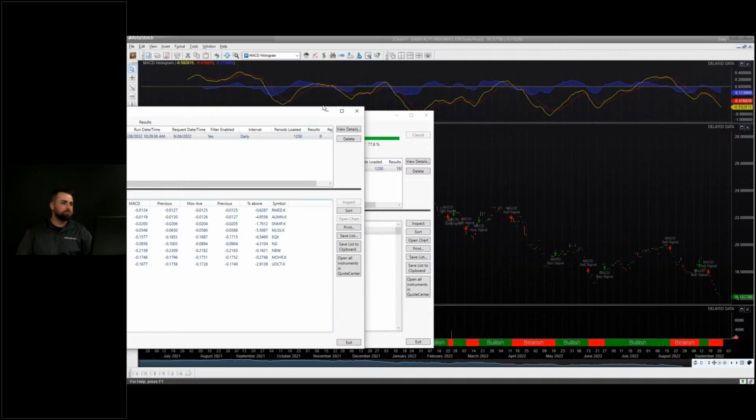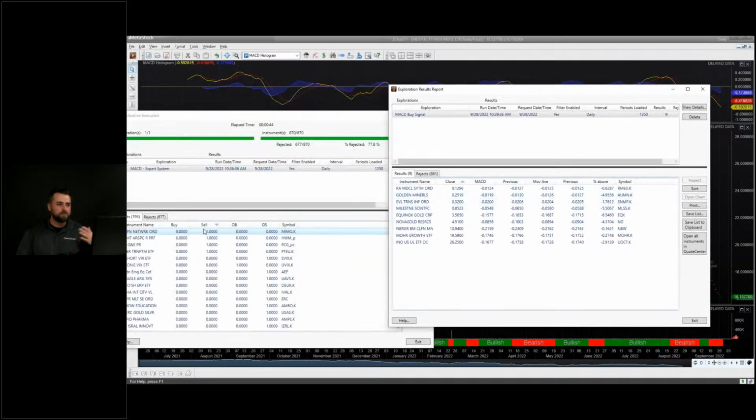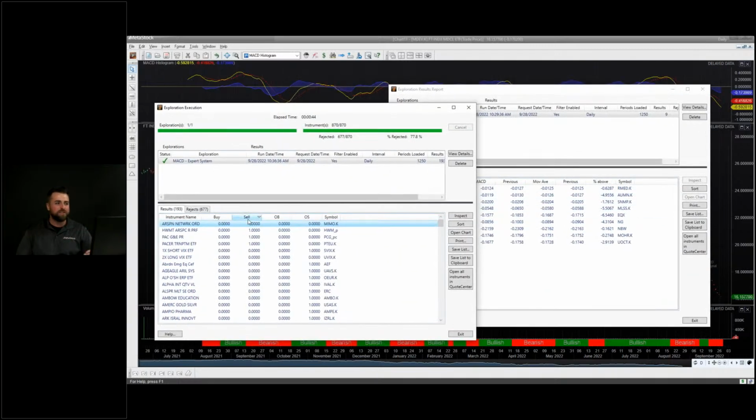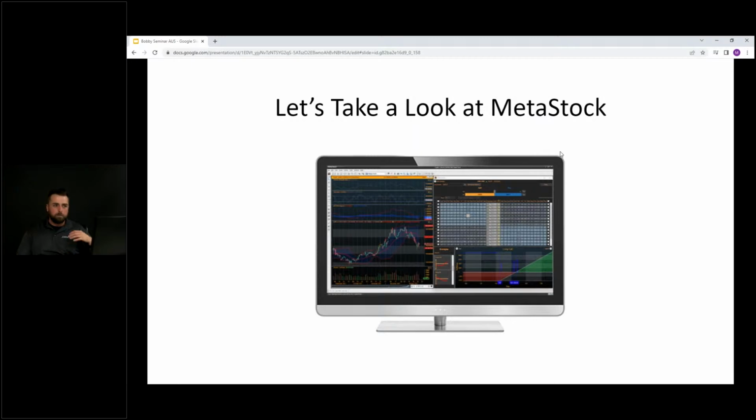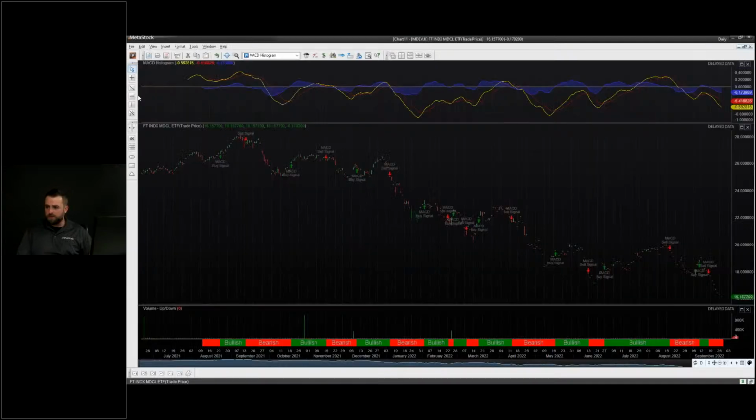But as I was showing, you can also use the exploration for sell signals and other things of that nature as well. You just want to make sure that everything you're scanning for, all the data matches up in here, and then it's also going to show you on your chart as well. So that's how you can look. Oh, sorry, I didn't mean to come back into this yet. Let's open MetaStock back up.